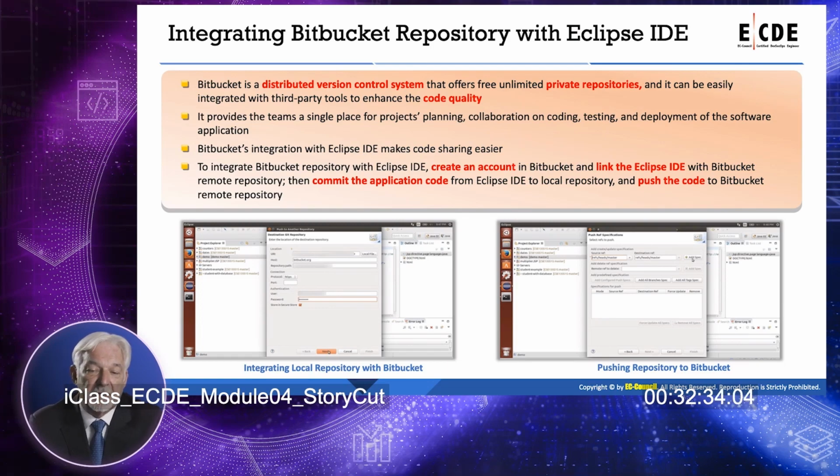Bitbucket's integration with Eclipse IDE makes the code sharing much, much easier. So to integrate the Bitbucket repository with Eclipse, you first create an account in Bitbucket and link the Eclipse IDE to the Bitbucket remote repository. You then commit the application code from your Eclipse IDE to the local repository and push the code to the Bitbucket remote repository. You can see the actions down here below, integrating it and pushing the repository to Bitbucket.